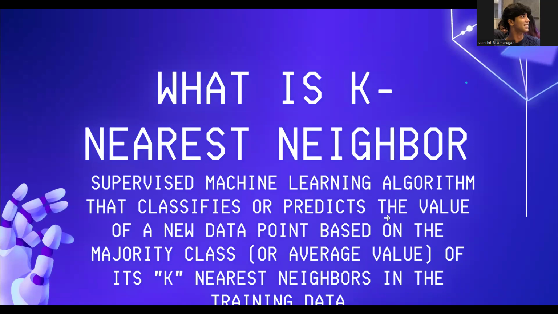So, what is a KNN model? The K nearest neighbor is a supervised machine learning algorithm that classifies or predicts the value of a new data point based on the majority class or average value of its K nearest neighbors in the training data. So in this case, we're going to do the prediction.